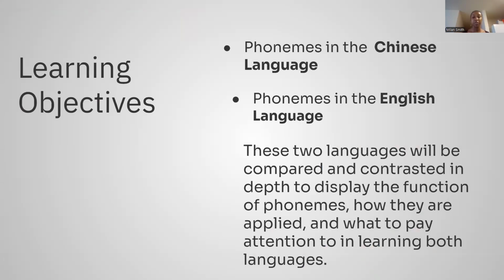So, our learning objectives for today are discussing how phonemes work in the Chinese language and also how phonemes work in the English language. These two languages will be compared and contrasted in depth to display the function of phonemes and how they are applied, what to pay attention to, and how they apply for each language.